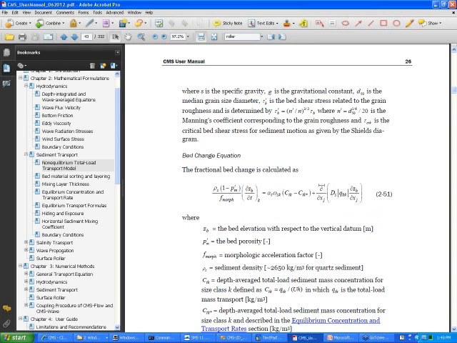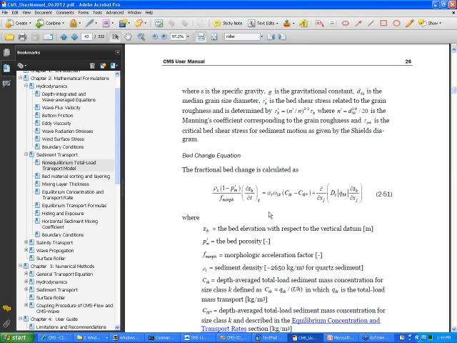That d sub s varies between 0.1 and about 1. The default in SMS, I believe, is 1, but I like using a number of about 0.1. P sub n prime is the bed porosity, and in CMS we assume that the bed porosity is constant, as well as the sediment density.